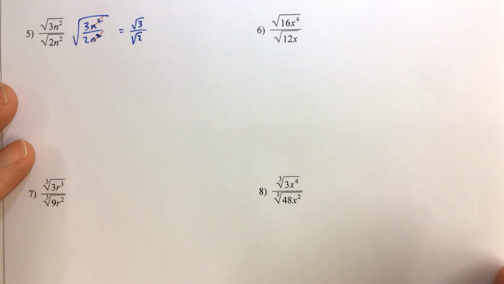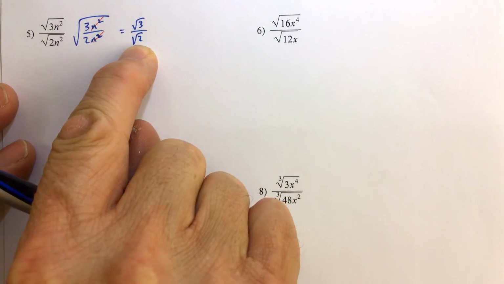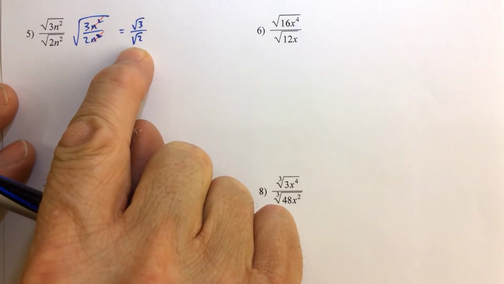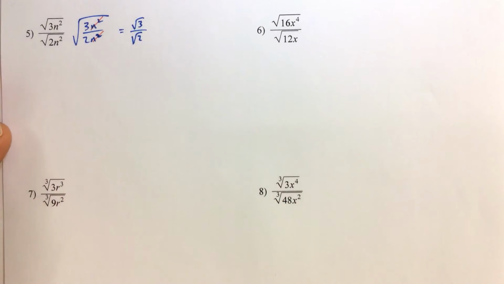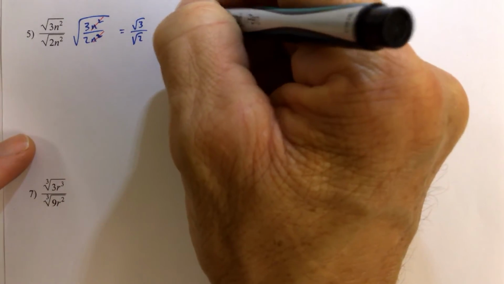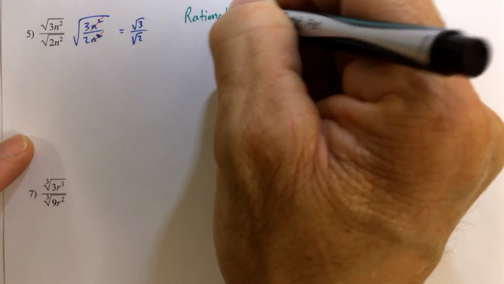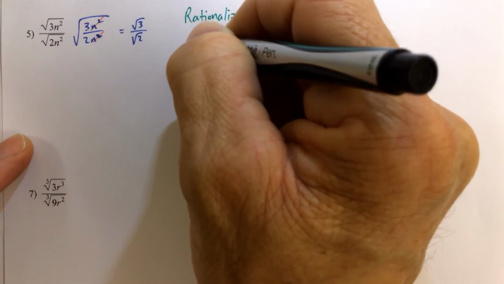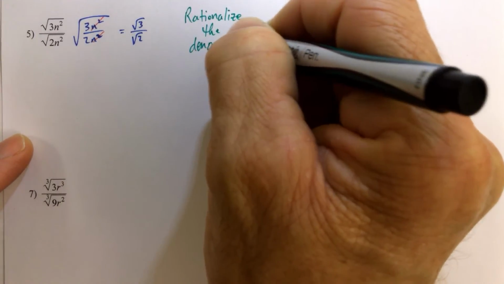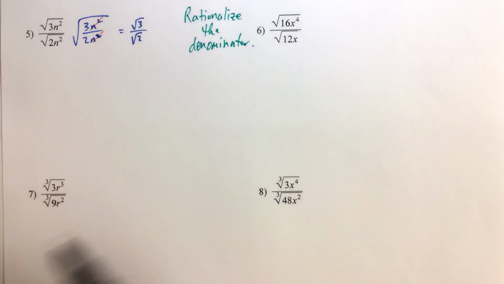Well, there's a rule that says you're not allowed to leave a square root in the denominator, because it's an irrational number. So you're not allowed to leave irrational numbers in the denominator. And so the process, what we're going to do here, is called rationalizing the denominator. We need to rationalize the denominator. And all that means is we need to get any square roots in the denominator out of the denominator.